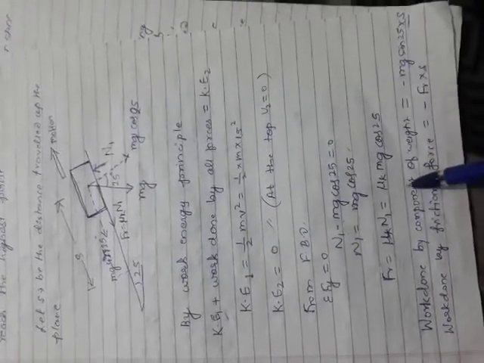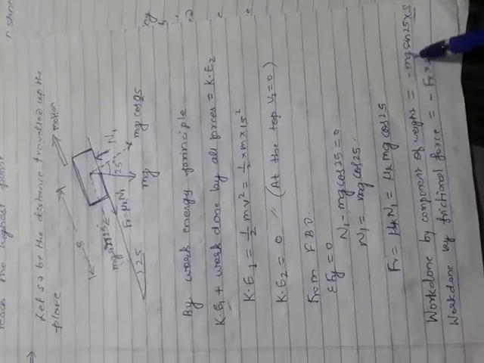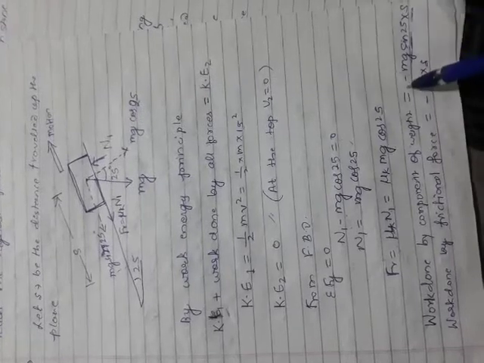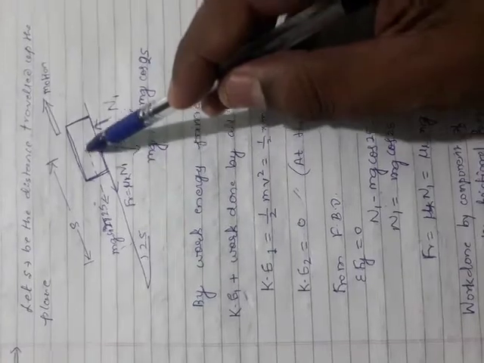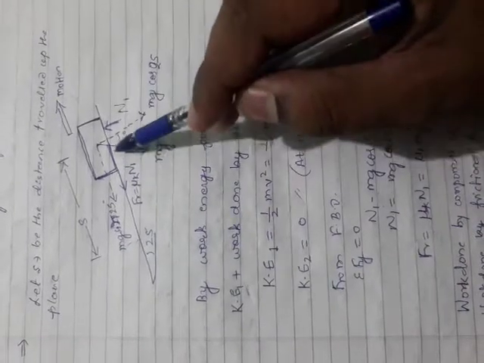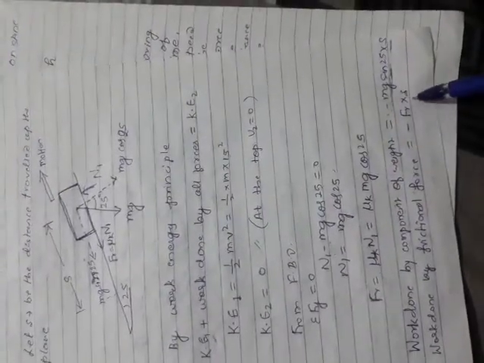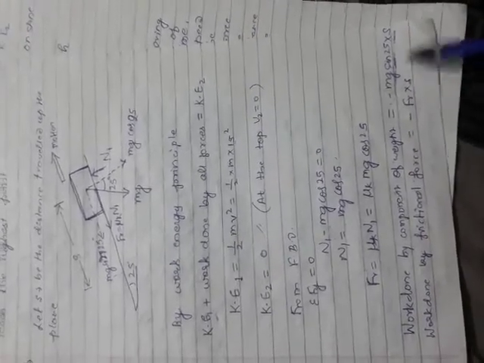Work done is nothing but force into displacement. So the work done by weight is the weight component along the displacement into s. I am using minus because the displacement takes place in this direction and the force acts opposite to the motion. Again, for the frictional force, motion is taking place in the upward direction of the inclined plane, therefore the frictional force will act opposite to the motion, so minus Fr into s, because the work done formula is force into displacement.